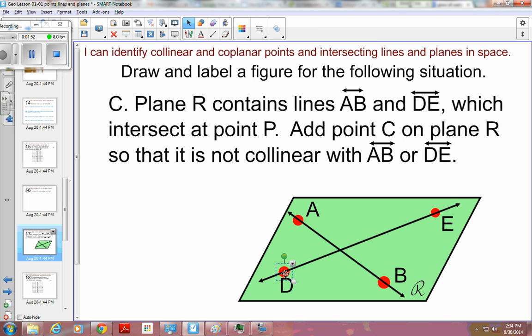So I need another point. Here's another point. And that is going to be point P. So there is point P. Okay, so they intersect at point P. And then I need to add point C, so I need another point. There's my point. Add a point C on plane R so that it is not collinear. So here's my point C.